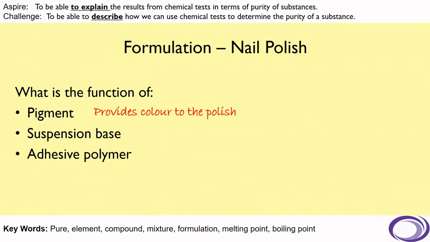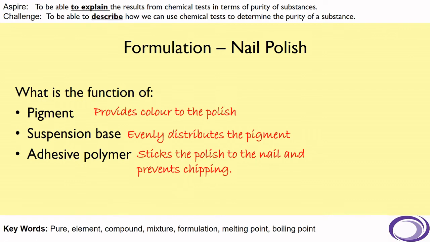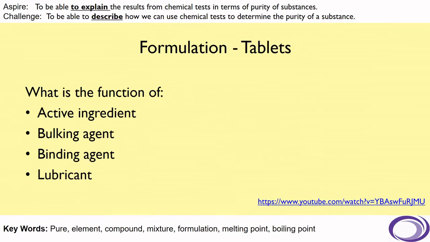So you should have the pigment provides colour, the suspension base evenly distributes the pigment, and the adhesive polymer sticks the polish to the nail and is also what prevents chipping. So let's have a go at another example.